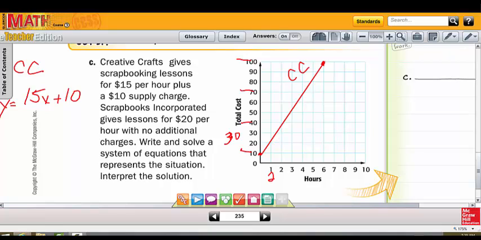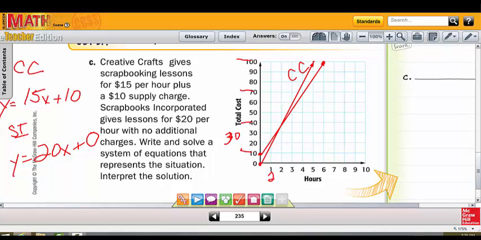Now, Scrapbooks Incorporated, we'll call it SI, gives lessons for $20 per hour, so that's 20x. So our total equals 20x with no additional charge, but I'm going to put plus 0, so you see that that is our y-intercept. So our y-intercept is 0, but now our slope is 20. This one's going to be much easier. We can just rise 20 over 1, rise 20 over 1, and so on, and we will end up right there. So now we can draw our line from the origin through here to there.